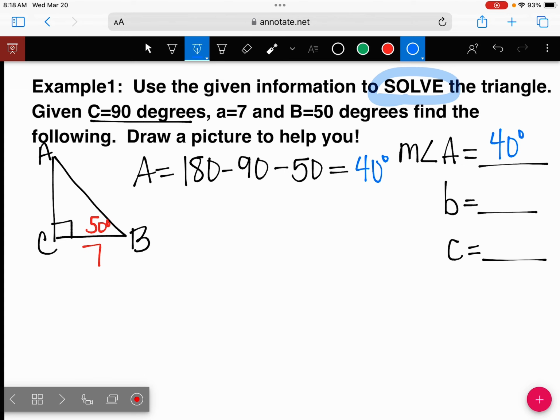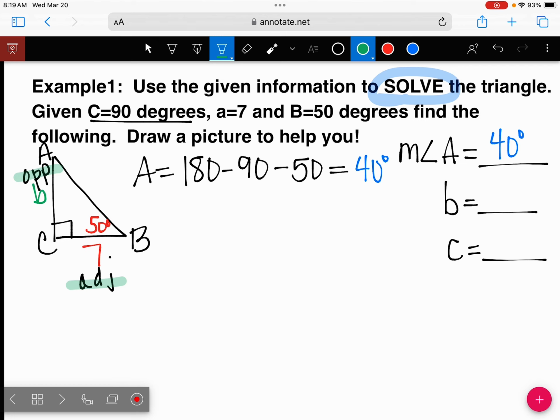So now let's go ahead and find the measure of side B. If I'm looking for side B, that would be this side here. Using that 50-degree angle as my reference, is B opposite, adjacent, or the hypotenuse? Opposite. What is 7? Adjacent. So those are my two sides. I have opposite and adjacent.